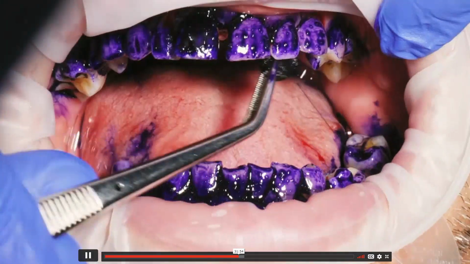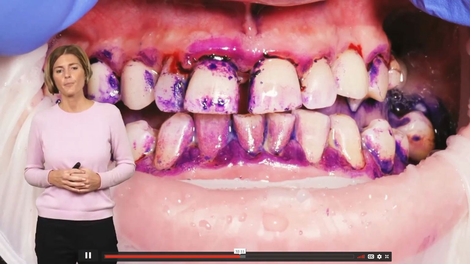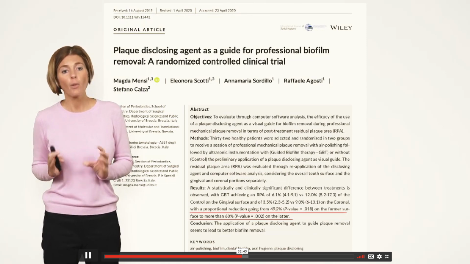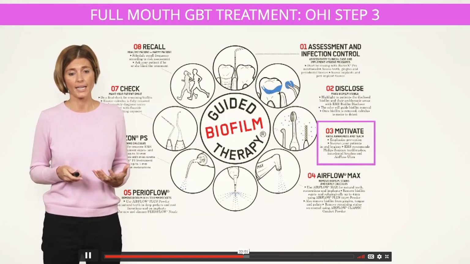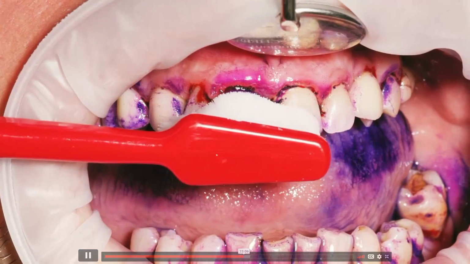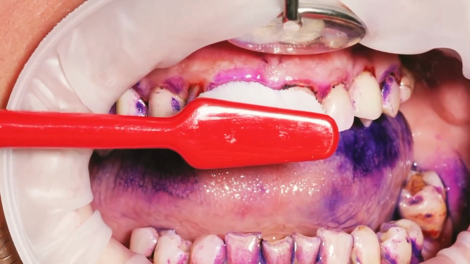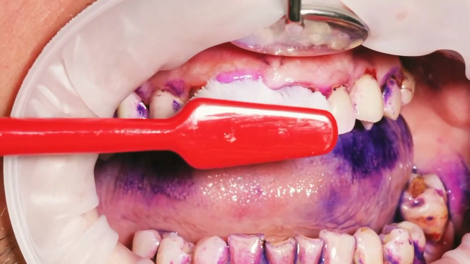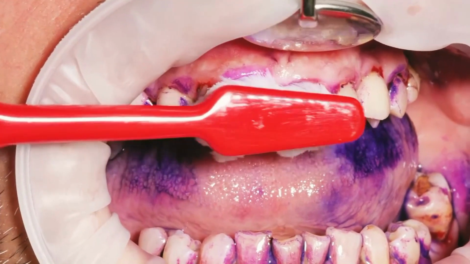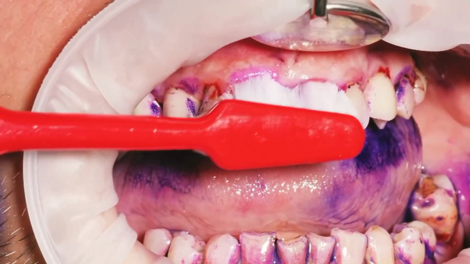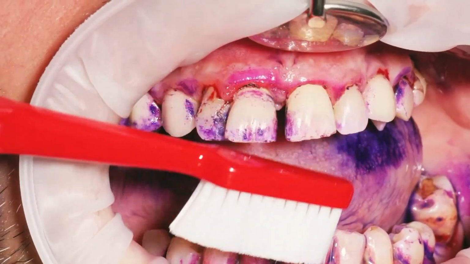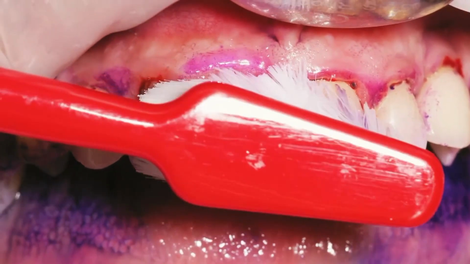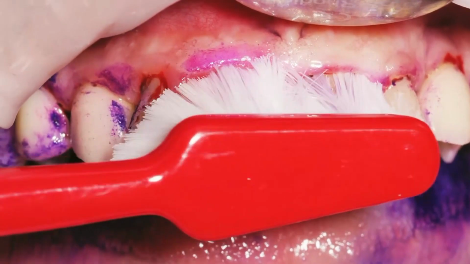We started motivating Alessandro. We decided to start with a simple manual toothbrush, because for him it was probably the first time with a toothbrush. It's the first time he received a very high quality motivation and education.